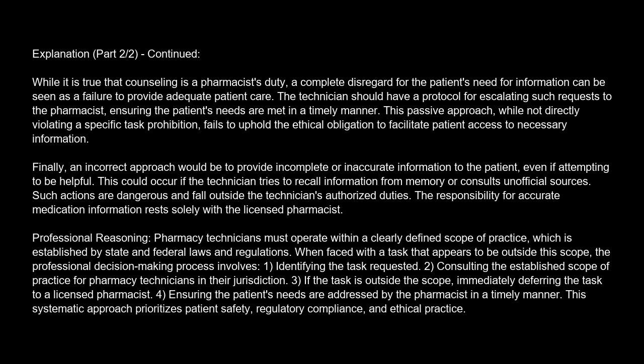Professional reasoning. Pharmacy technicians must operate within a clearly defined scope of practice, which is established by state and federal laws and regulations. When faced with a task that appears to be outside this scope, the professional decision-making process involves: 1. Identifying the task requested. 2. Consulting the established scope of practice for pharmacy technicians in their jurisdiction. 3. If the task is outside the scope, immediately deferring the task to a licensed pharmacist. 4. Ensuring the patient's needs are addressed by the pharmacist in a timely manner. This systematic approach prioritizes patient safety, regulatory compliance, and ethical practice.